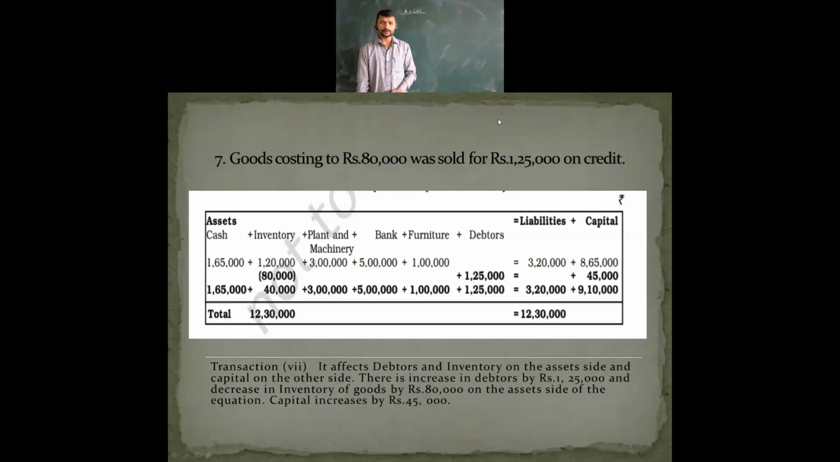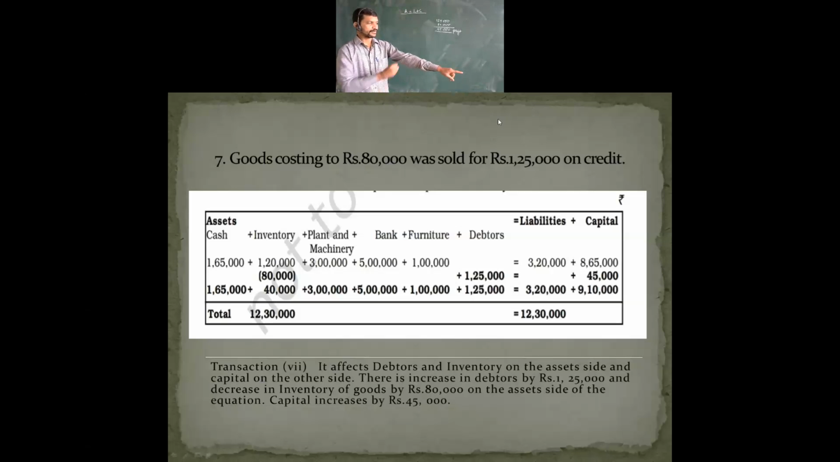So before going to the description part, the narration, you can easily understand the upside. Just like goods costing rupees 80,000 were sold for rupees 1,25,000. Most probably you are getting a profit. What amount of profit are you getting here? 45,000 you are getting as profit. Where are you shifting this profit? Directly to the capital. That is the 45,000 you can see there.